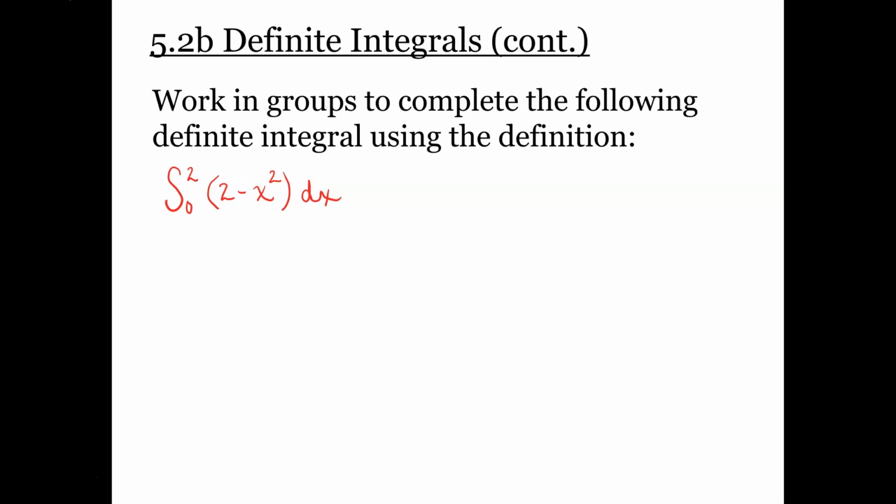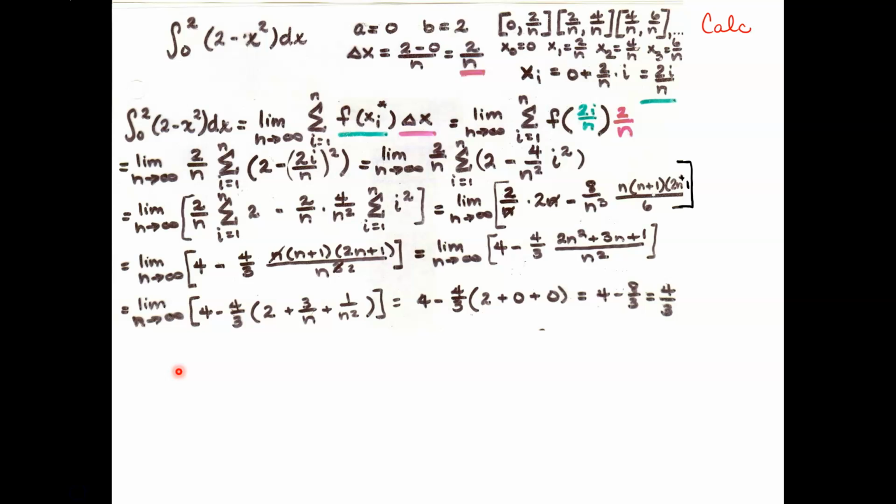All right, we want to start today with working in groups to do a little more practice on the definite integral. So you can choose your own group, but go ahead and pull into a group and try this one, and then we will look at it together. All right, so let's look at the definite integral that I asked you to work on in your group.